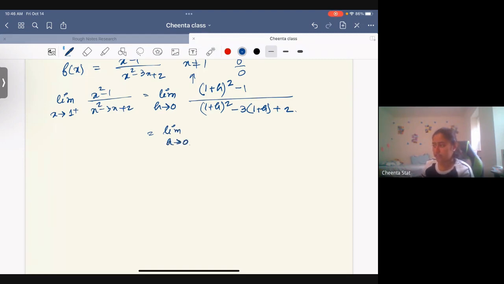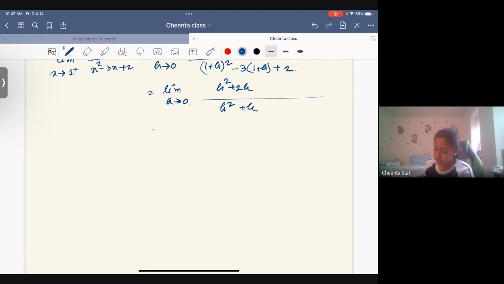So after solving this, we are finding something called h squared plus 2h divided by... minus 3 plus 2 is minus 1, and plus 1 will be cancelled out. Minus 3h and h square will be there, and 2h, so h square plus h, I guess. This is the equation. Limit h tends to 0. Then it is h plus 2. h is getting cancelled out, and here it is h plus 1.